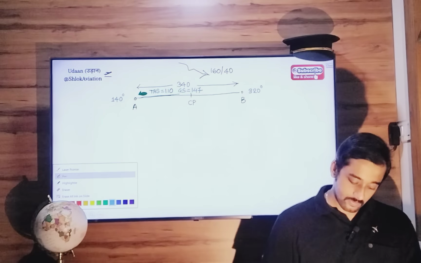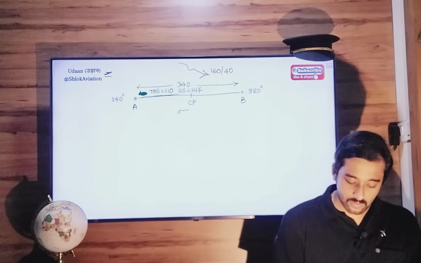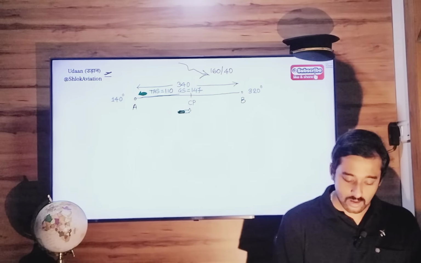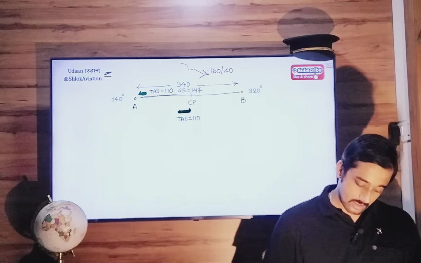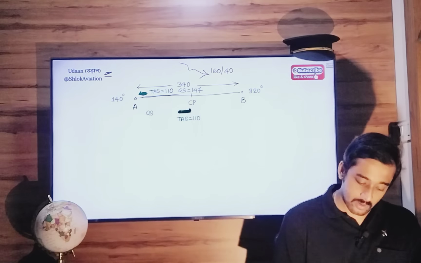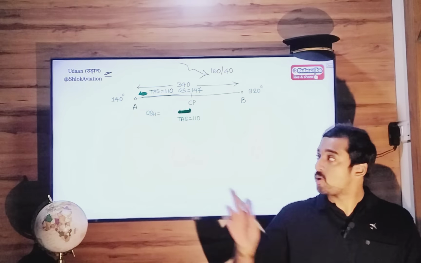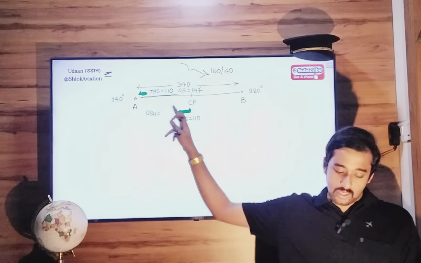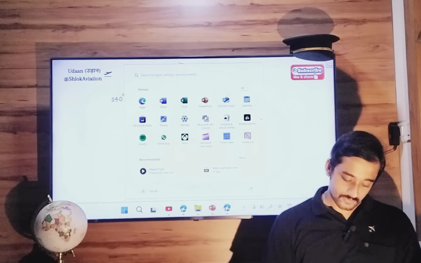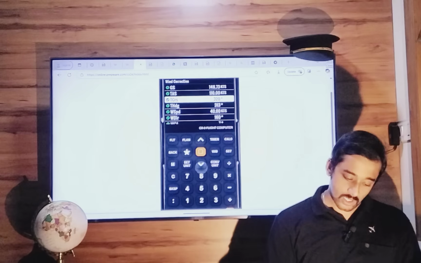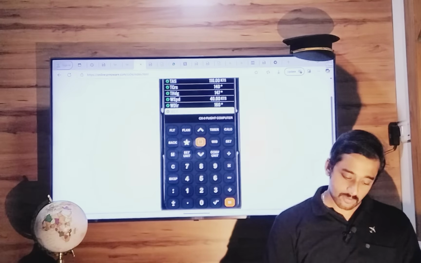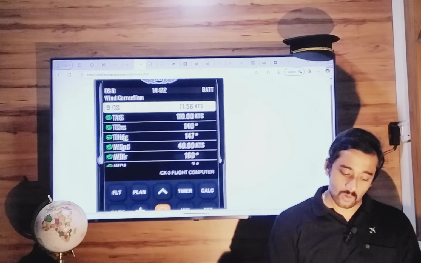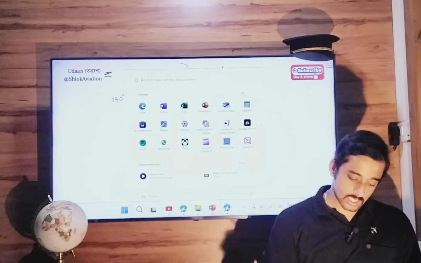Now coming back home. You will be flying at a TAS of 110 knots again. Your homebound ground speed will be how much? Now coming back home, you will be following a track of 140, same TAS 110. So TAS 110, course 140, winds remain the same. So ground speed homebound is 71 knots.